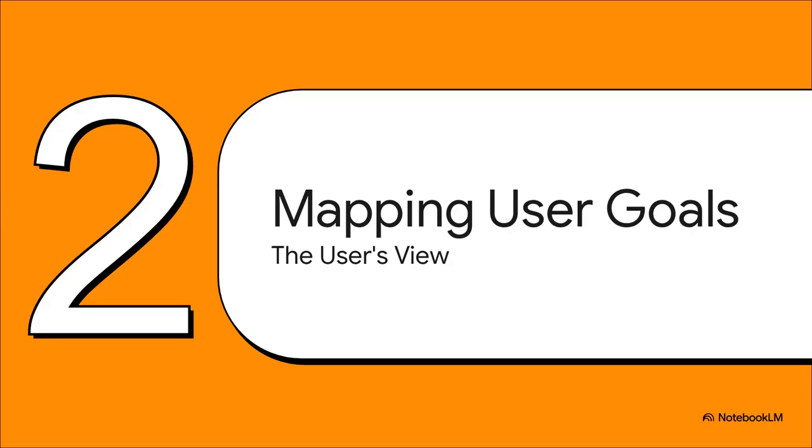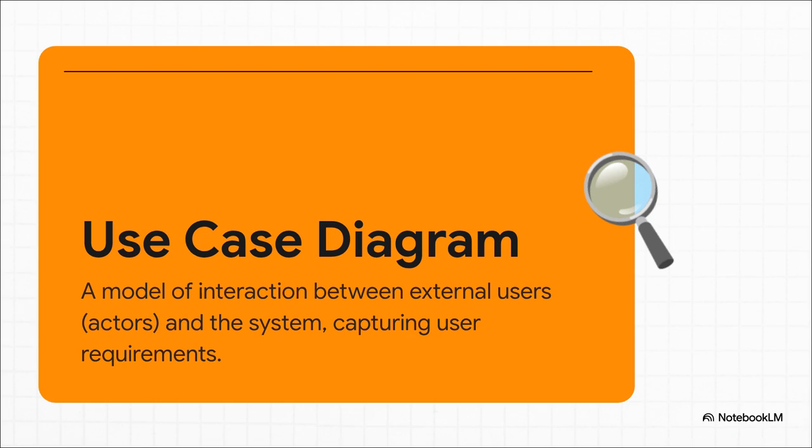So where do you even begin with a blueprint like this? Well, you always start from the outside and work your way in. You start with the user. Before we can figure out how we're going to build something, we have to agree on exactly what it needs to do for the people who are actually going to use it. And for that, use case diagrams are your best friend. They completely ignore all the complicated stuff on the inside and just focus on one thing, the user's goals.